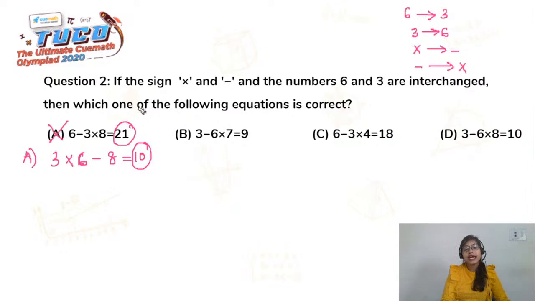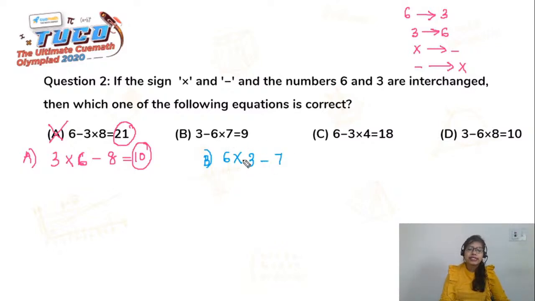The question says that after you do all of these interchanges, are you still ending up getting the same result that's given to you in the options? If so, you are right. If not, then that option is incorrect. It doesn't satisfy. Okay. Coming to option number B, 3 minus 6. So 3 could be replaced with 6, minus with times. 6 could be replaced by 3, times with minus. 7 is as it is.